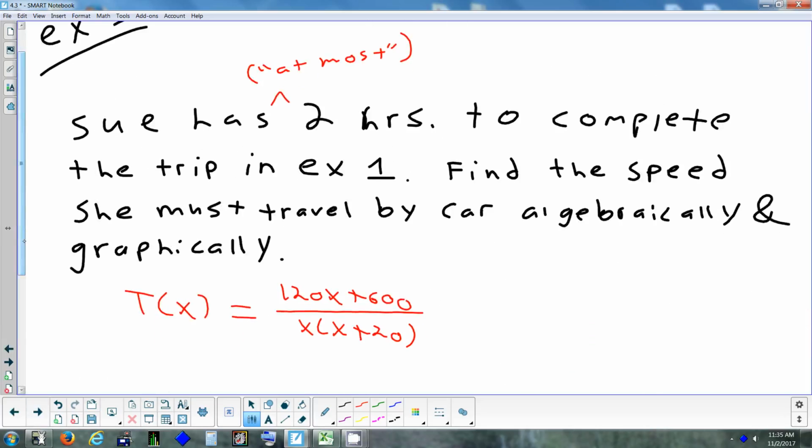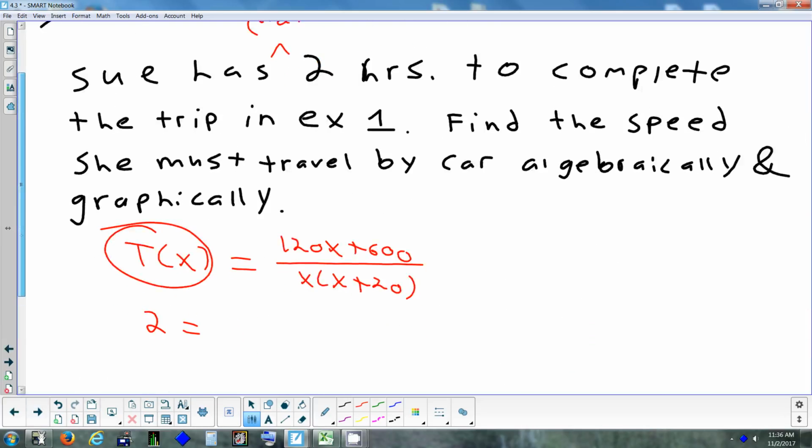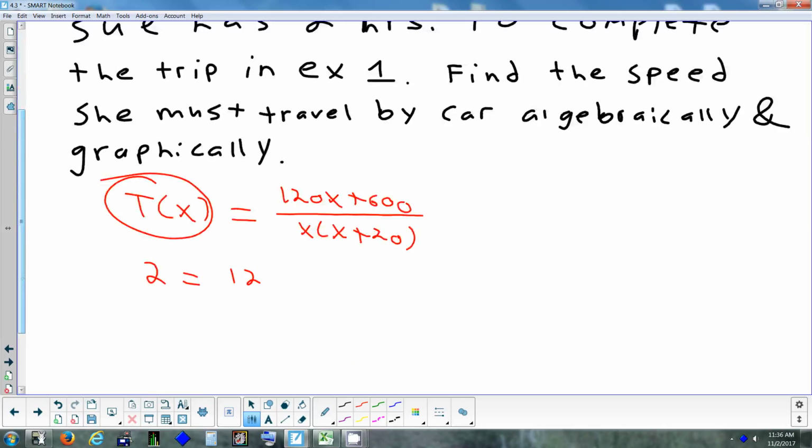All right. So now it says she has 2 hours to complete the trip. Where would you fill in the 2? T of x. X is the speed of the car. Right? So they're not giving us the speed of the car and saying if she drives 50 miles per hour, how long does it take? They're telling us how long it takes, and we're going to find x. So we'll fill in 2 equals, now copy the rest. And I'm just going to multiply that out because I'm going to have to do it anyway. X squared plus 20x.